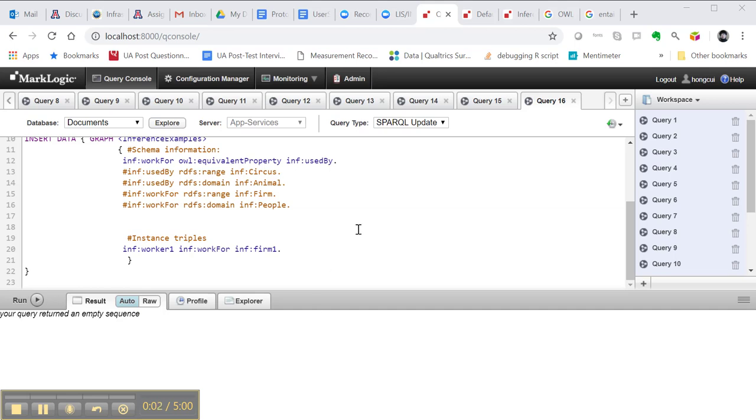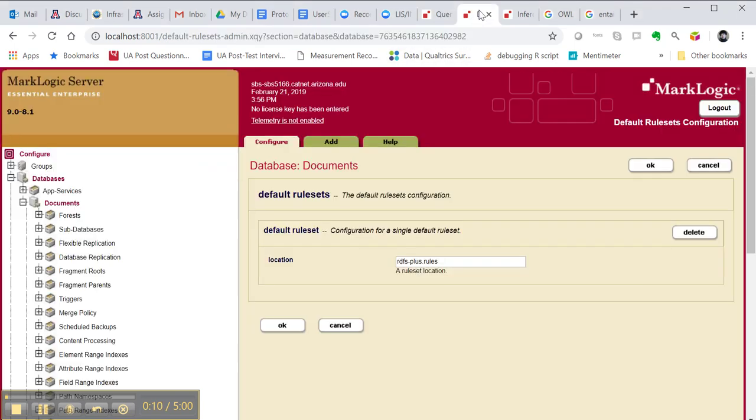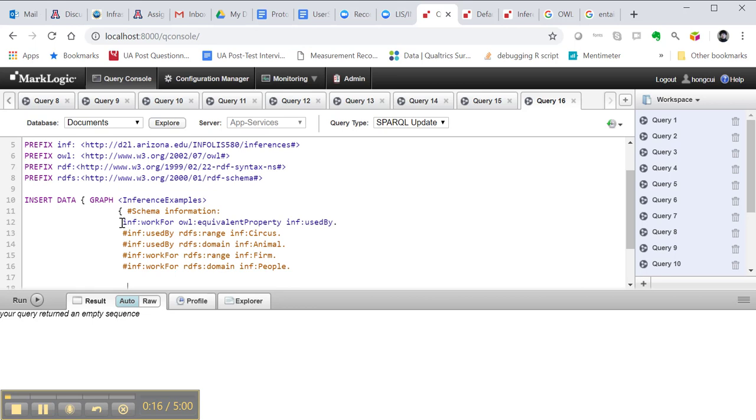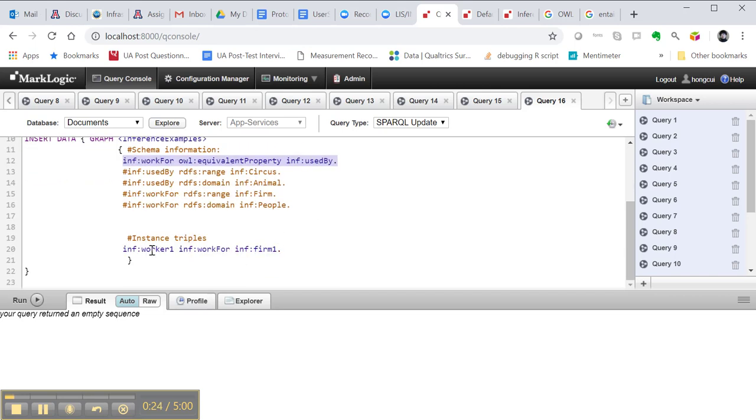I want to show the consequences of declaring two properties to be equivalent. Again, in the backend, we enabled RDFS plus rule base. And here I have two simple statements. One says workFor and usedBy are equivalent properties. And then I have one instance saying worker1 worked for firm1.